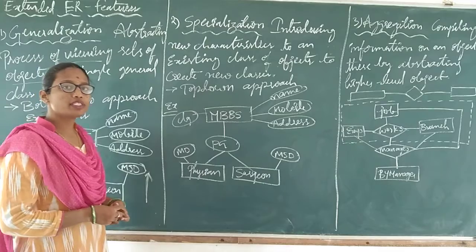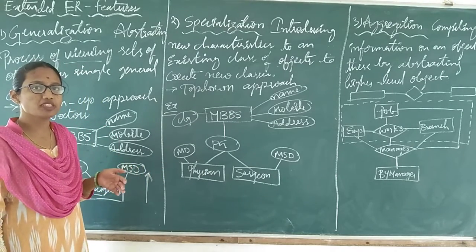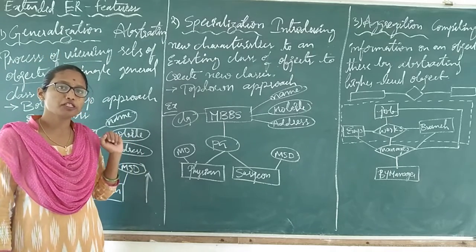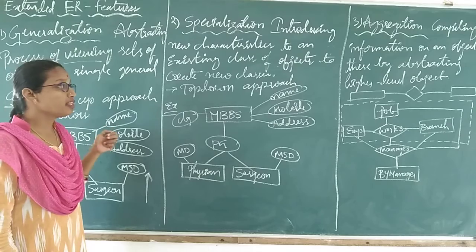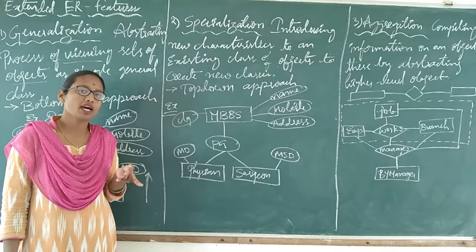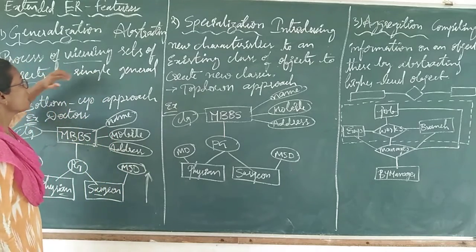Hi students, in today's lecture we are learning a new topic in RDBMS, Relational Database Management System: extended ER features, entity relationship features. It is divided into three categories: generalization, specialization and aggregation. Now let us see generalization.